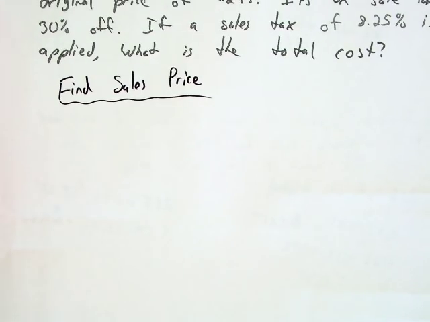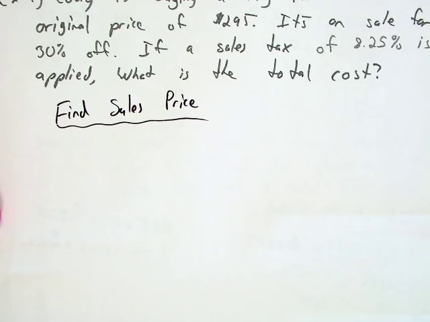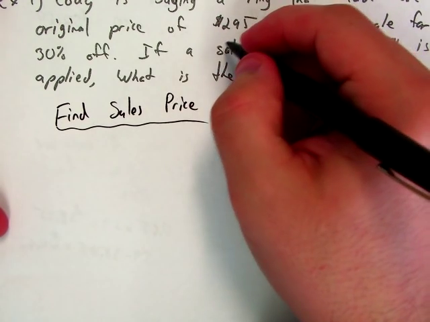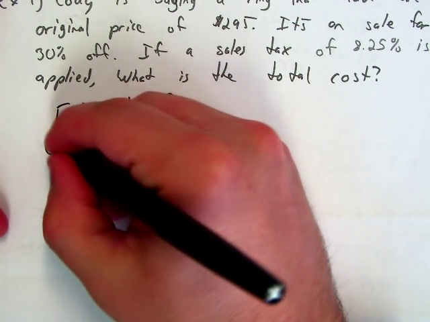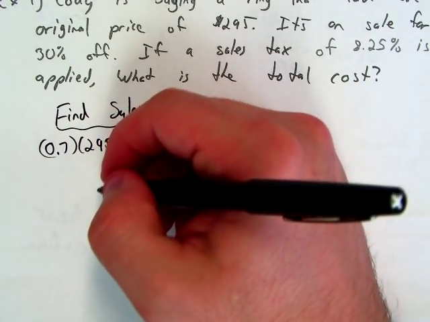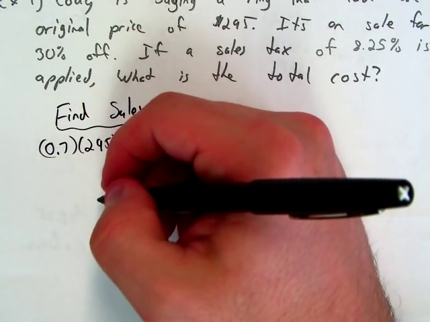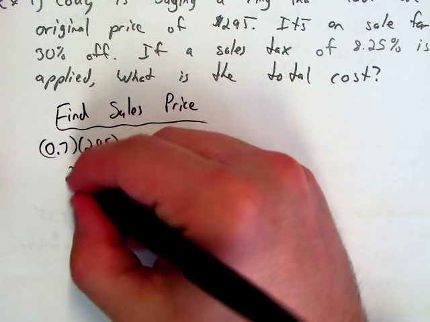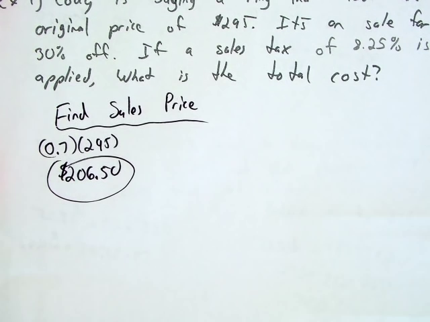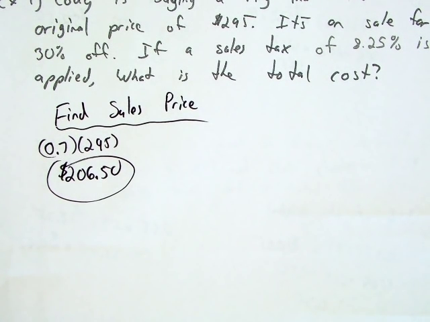Again, regardless of which method you use, if you want to find 30% of $295 and then subtract it from that, or simply find 70% of $295, you will get the same sales price. And that sales price would be $206.50. That's the sales price after the 30% off.